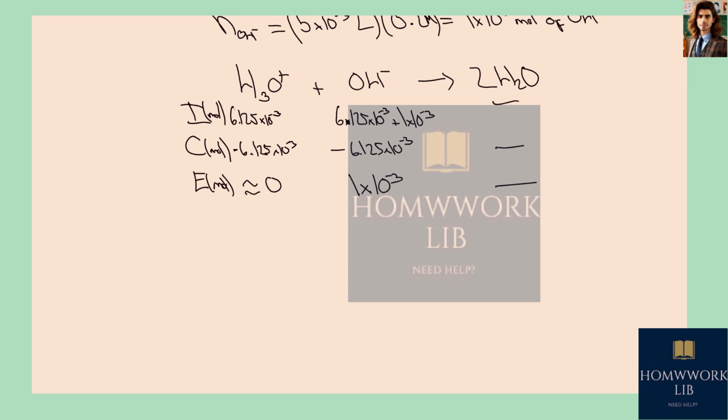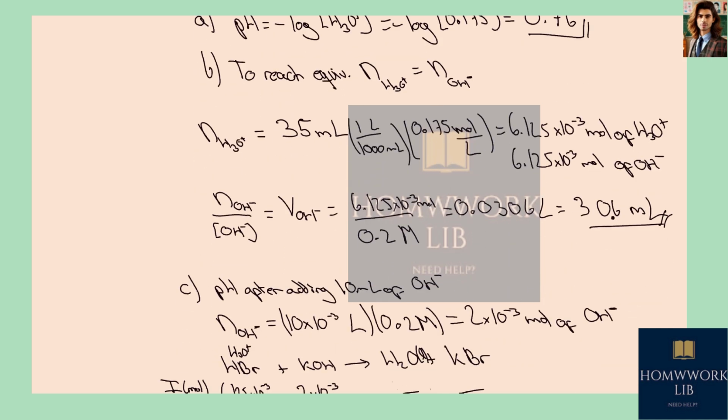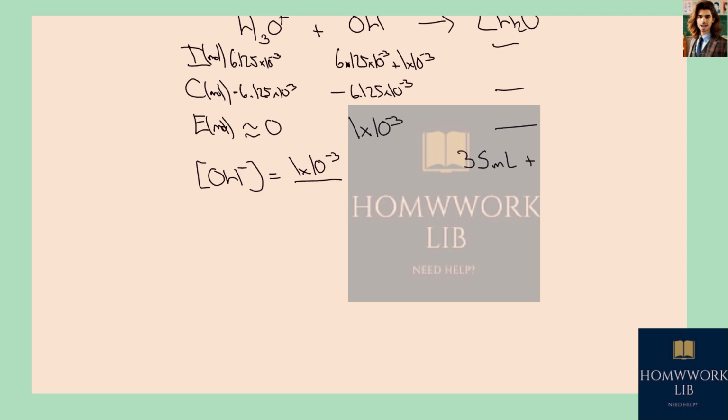Okay? So now what we need to do is with that amount of mole, we need to divide it by the final volume after the equivalence point. So we said that we are starting with 35 milliliters. To reach the equivalence point in the first calculation, we said that we needed to add 30.6 milliliters. And then we added 5 more milliliters of our solution. So this is going to be our final volume. Okay? So this is a final volume of 70.6 milliliters, which is 0.0706 liters. Or in scientific notation, 7.06 times 10 to the minus 2 liters.